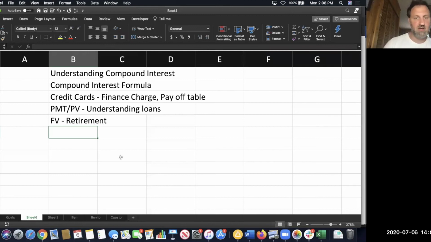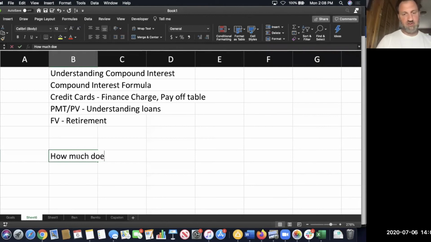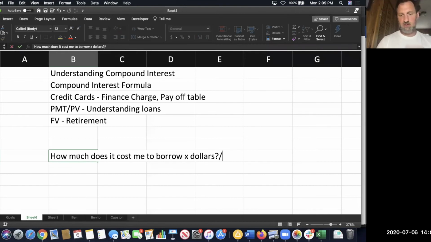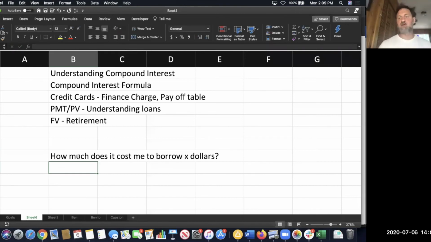And again, the big question that overrides this, and that is going to be the big thread in project 2, is how much does it cost me to borrow X dollars? And the PMT and the PV have a big part to play in that potentially. They're just different ways of approaching the same concept about borrowing money. And that's where we're headed today. Any questions about the big picture, what's happening, financial?